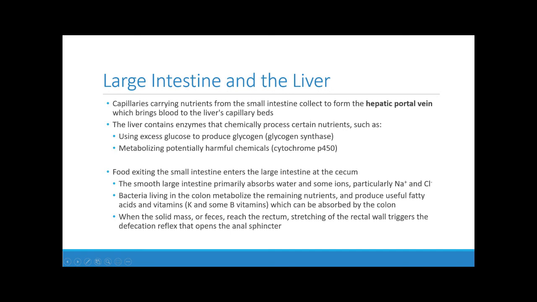Finally, food leaves the small intestine and enters the cecum of the large intestine, right next to the appendix. The large intestine is relatively smooth, as its role is to absorb the remaining water and ions and pack the indigestible material into feces. Over 1,000 different species of bacteria live in the average human colon, feeding off the remaining nutrients and producing fatty acids and vitamins K and B vitamins, which can be absorbed by the colon.